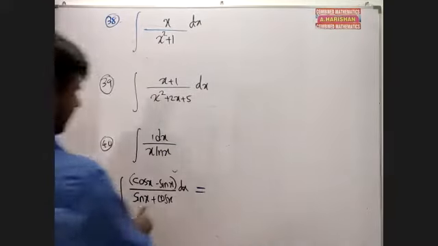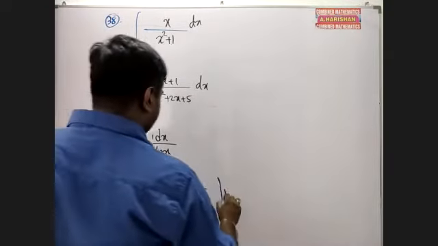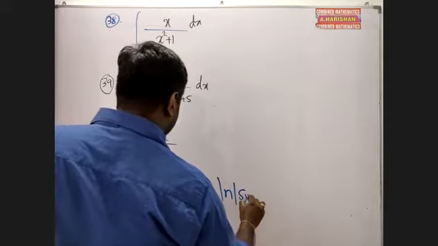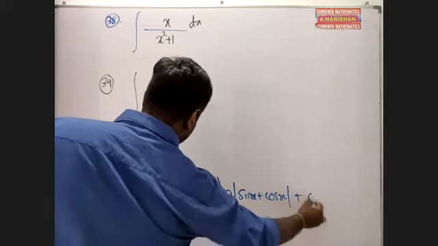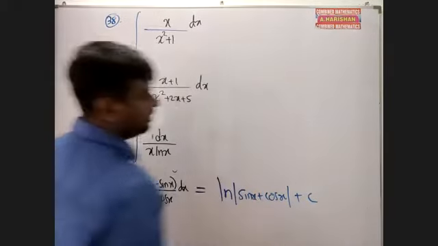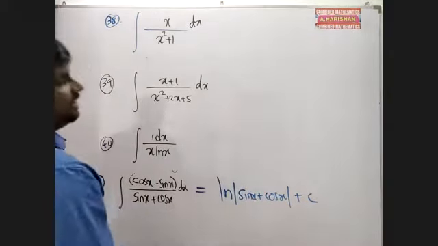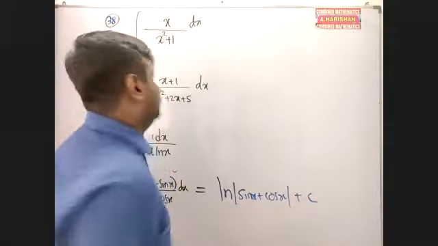So check whether the differentiation of sin x, that is cos x, is there. Yes, it is. Straight away you can put modulus of sin x plus cos x plus c. Don't forget to put plus c, and you have to write that c is an arbitrary constant. But here we are running in a hurry, so you don't need to write it now, but in the exam you have to.